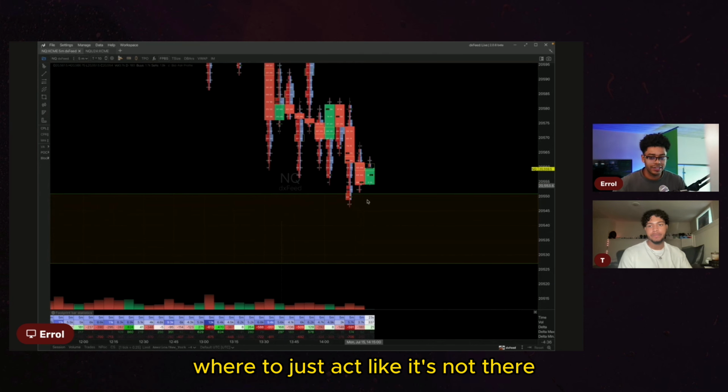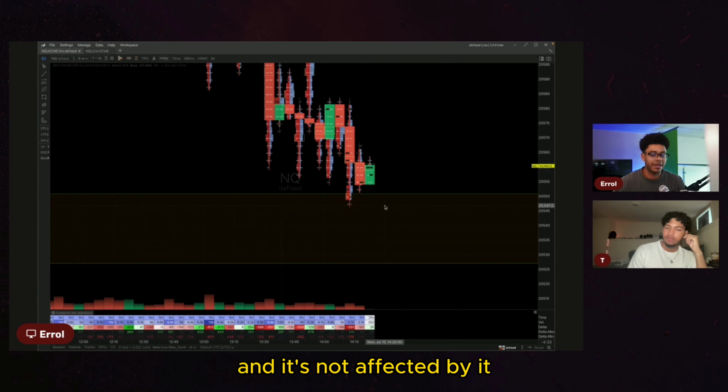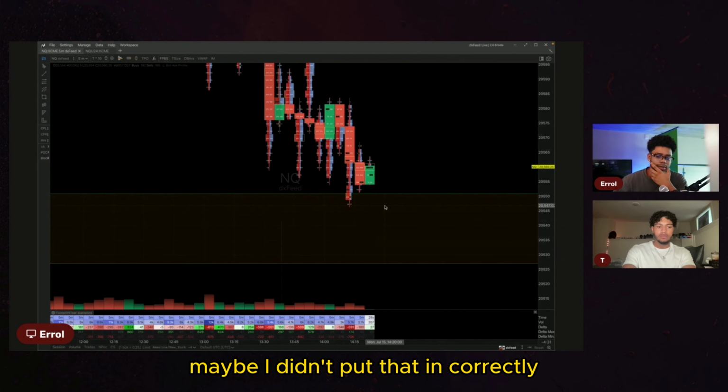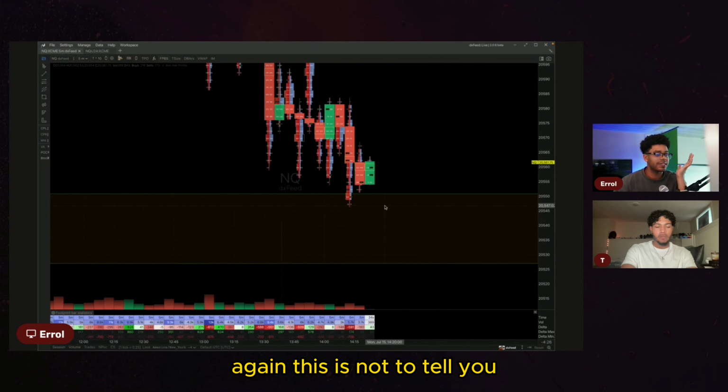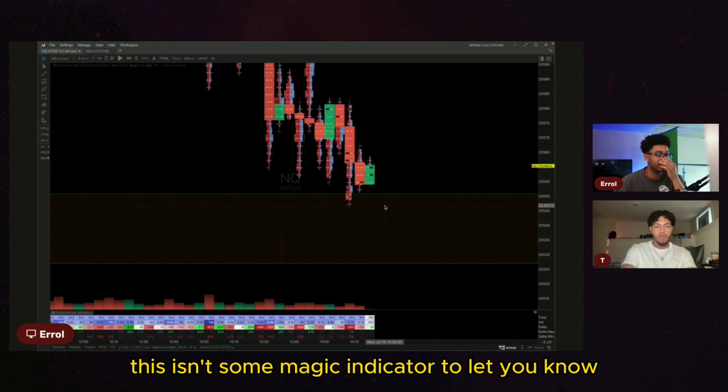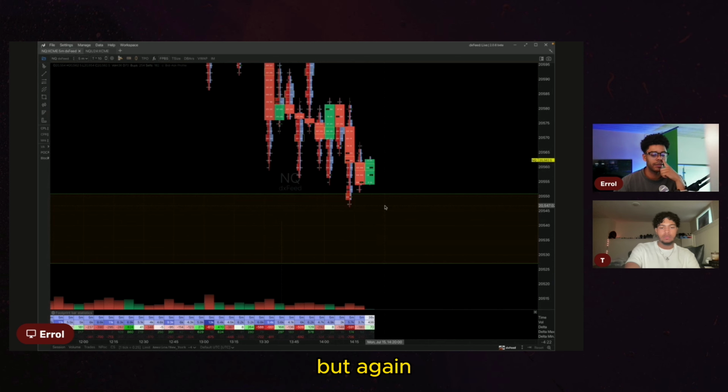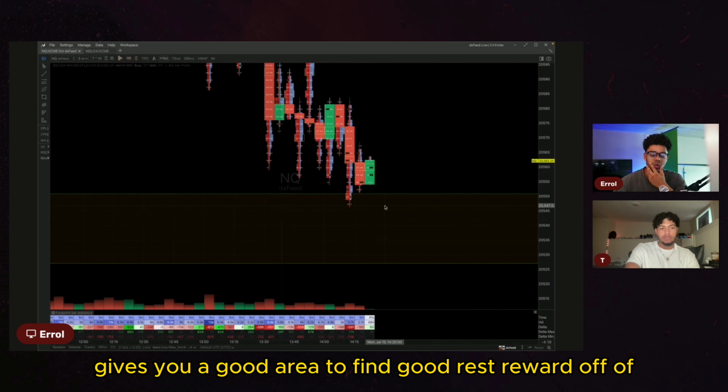If this thing were to just act like it's not there and it's not affected by it, I might be like, all right, maybe I didn't put that in correctly, or maybe this just goes straight through. Again, this isn't some magic indicator to let you know to get long or get short, but it gives you a good area to find good risk reward off of.